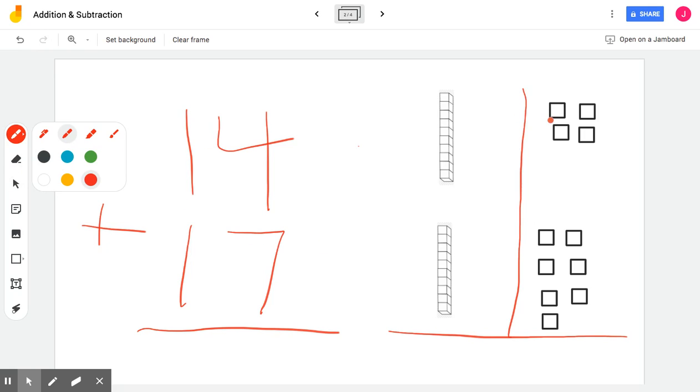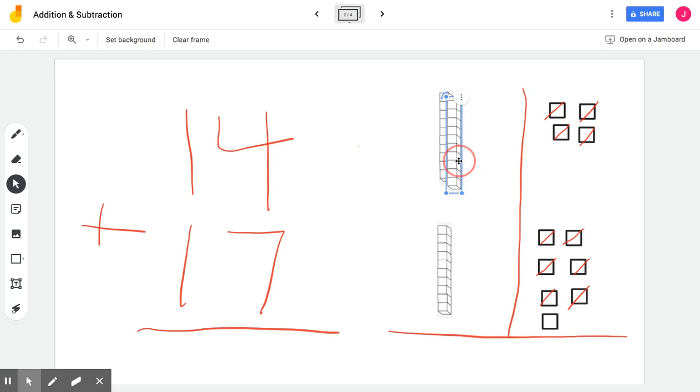If we want to add these two, let's take all of these 1 digits first. So we have 1, 2, 3, 4, 5, 6, 7, 8, 9, 10. We have 10 already, so now we have to create another tens block. Here's another tens block, so let's add it to this side. And now we have 1 ones left over.